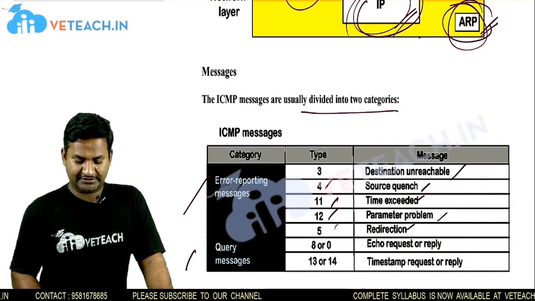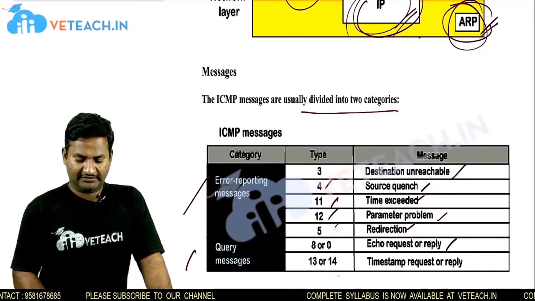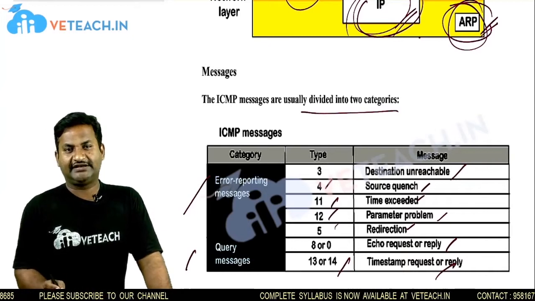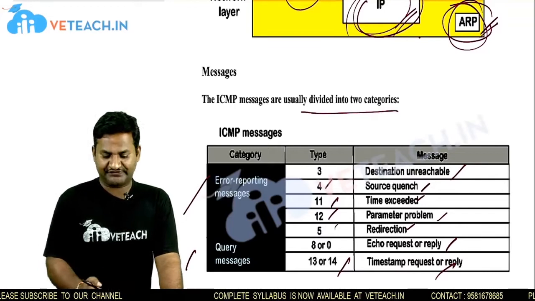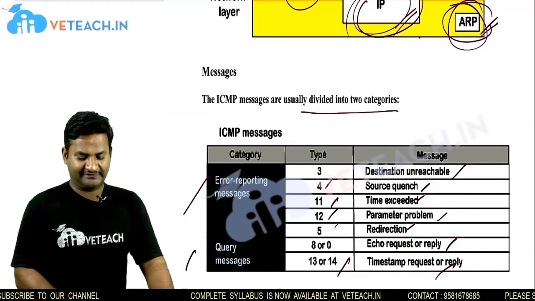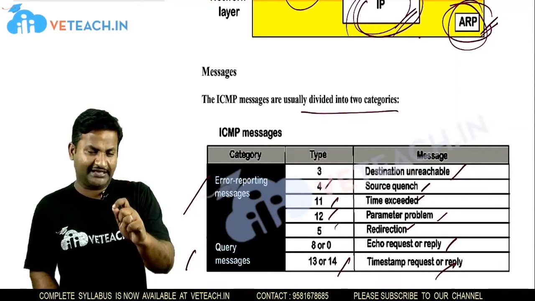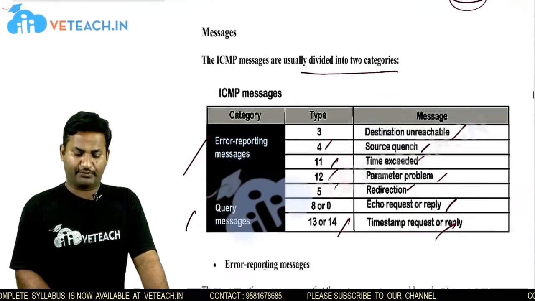5, redirection. Coming to query, 8 or 0, echo request or reply. 13 or 14, timestamp request or reply. So these are the different codes in ICMP. There are two types. One is the error reporting messages, the second is the query messages. With respect to the type, we can identify the problem, then we can resolve the problem.